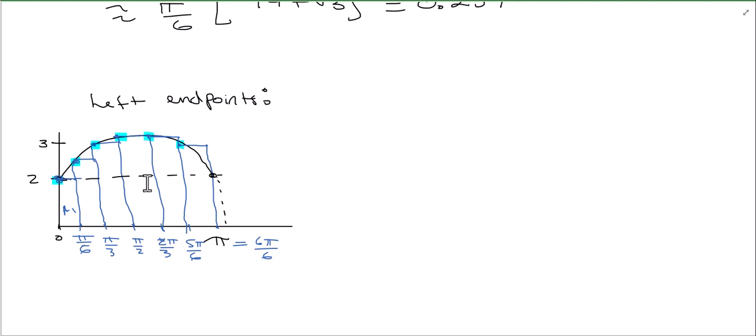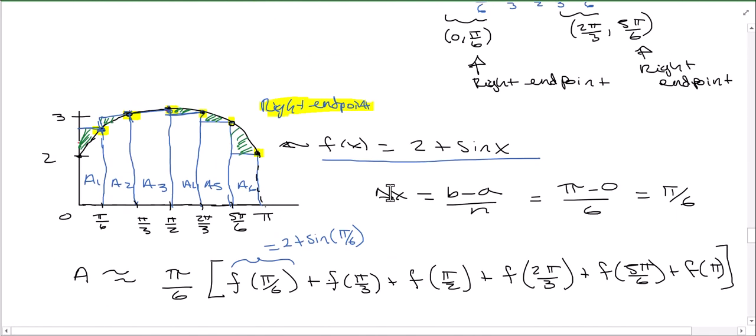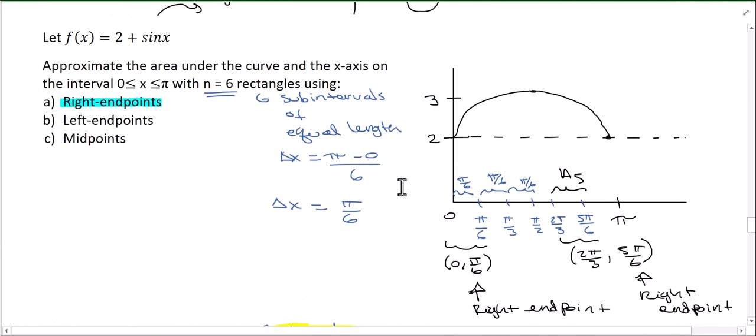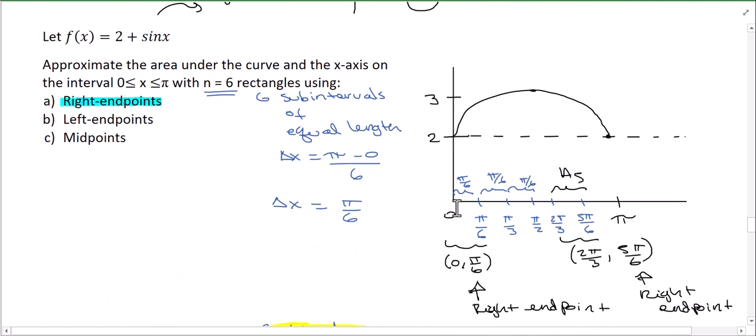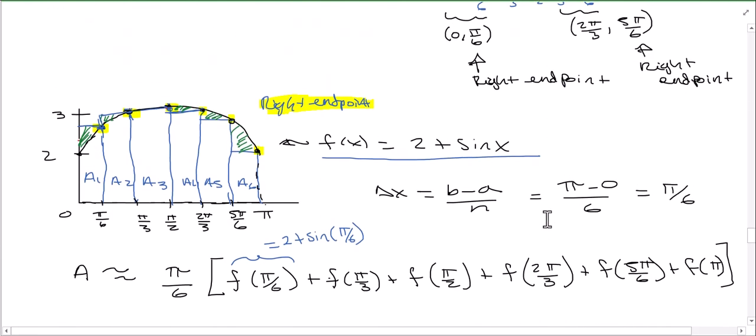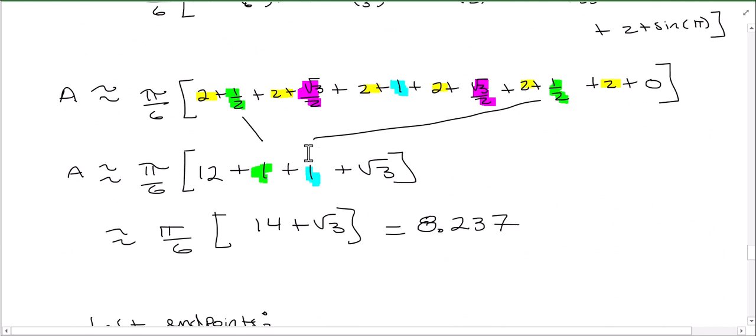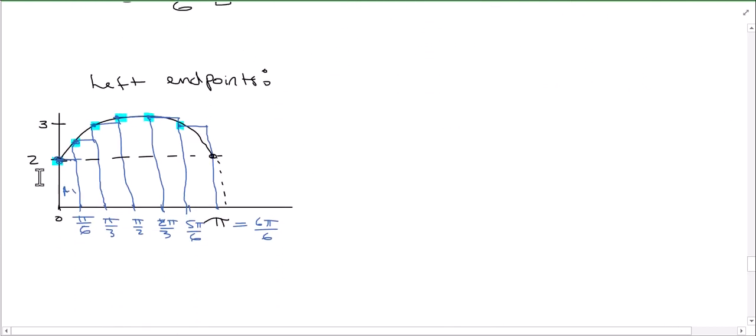So when we break up our big interval, right, we did it over here. You have your graph, the interval is from 0 to pi, and we find our delta x, which was pi over 6, so you break up your interval. So this is going to be where your rectangles are, 6 rectangles. And then using right endpoints, we draw the rectangle with the right endpoint being the height. And so now we're moving on to left endpoint.